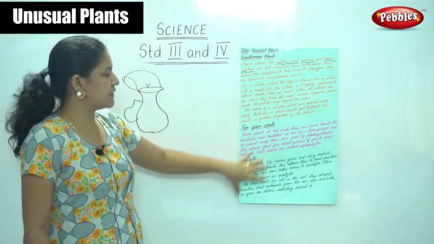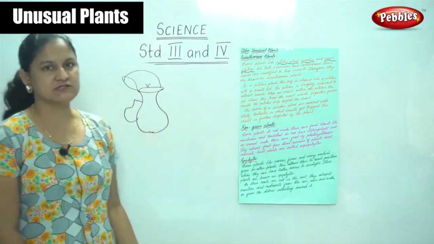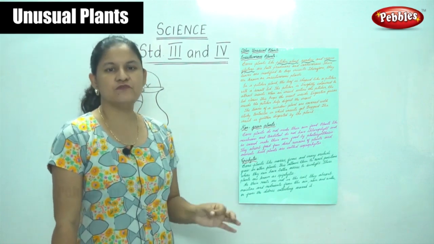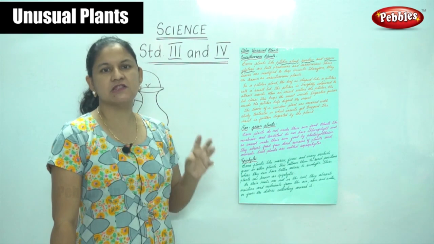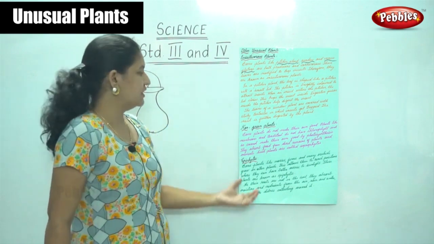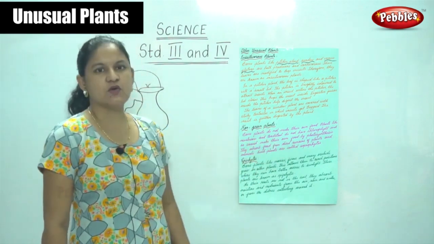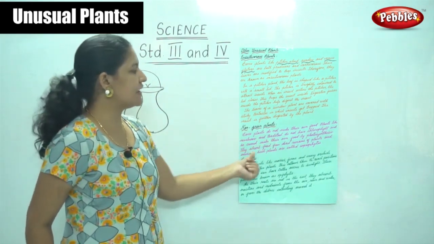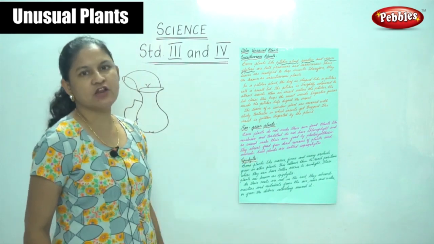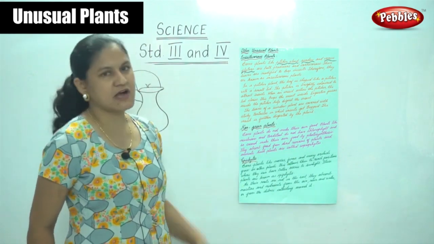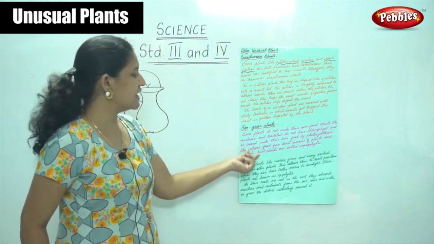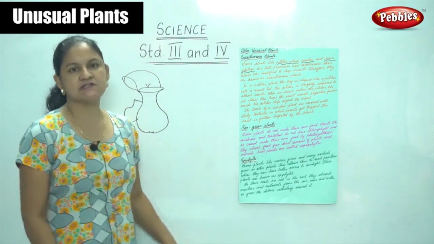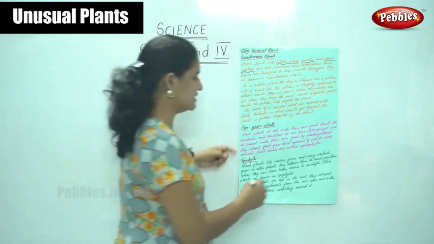The next unusual plant is the non-green plants. They are not green because of the absence of chlorophyll. Chlorophyll is the green colored pigment that provides the color. Some plants do not make their own food. Plants like mushroom and toadstool do not have chlorophyll and so cannot make their own food by photosynthesis. They absorb food from dead remains of plants and animals. Such plants are called saprophytes.